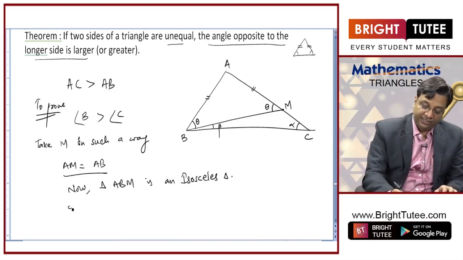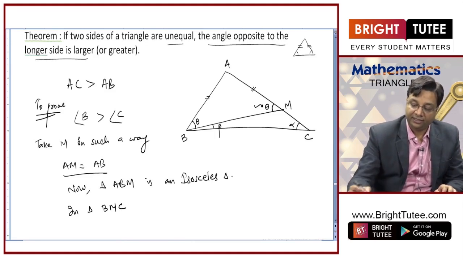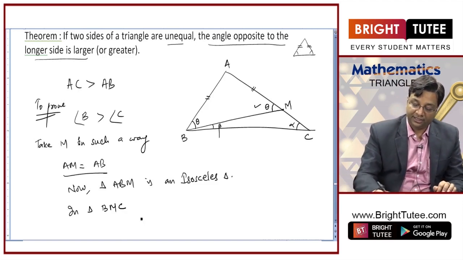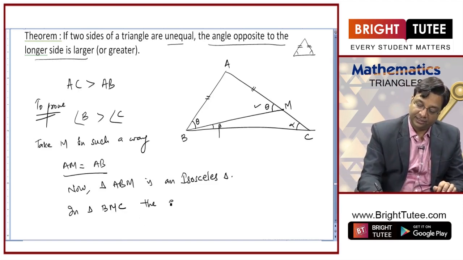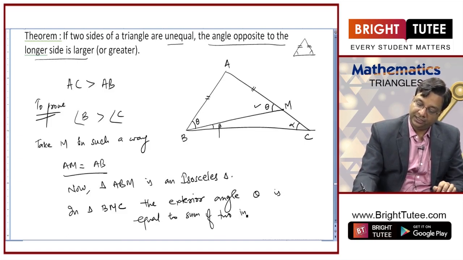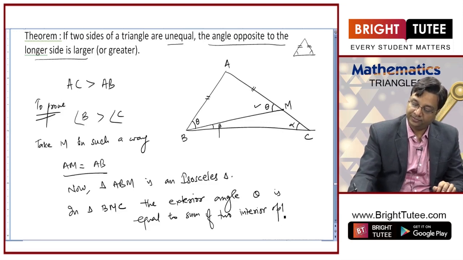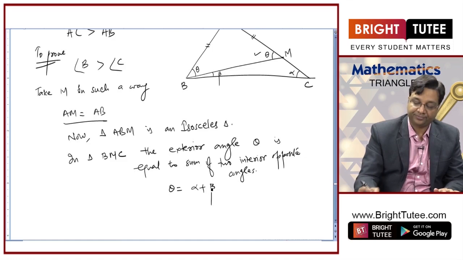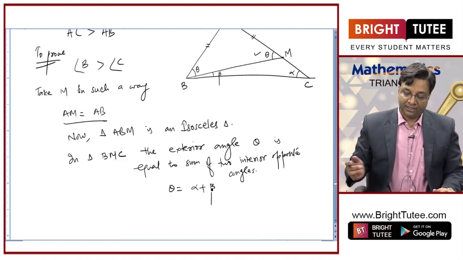Now in triangle BMC, this angle theta is the exterior angle of this triangle BCM, right? So this exterior angle theta is equal to the sum of the two interior opposite angles. That is, theta will be equal to alpha plus beta, right?